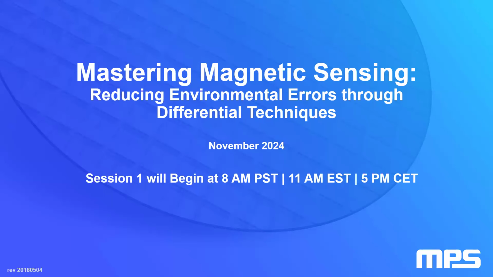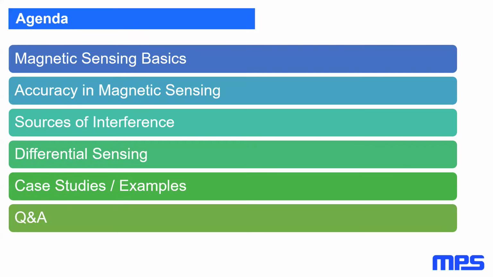Today we'll be talking about environmental errors and differential techniques that we use to minimize or eliminate those errors in magnetic sensing. So the outline will look something like this. We'll go through a little bit of magnetic sensing basics, specifically accuracy in magnetic sensing. That's the important thrust of what we're talking about.